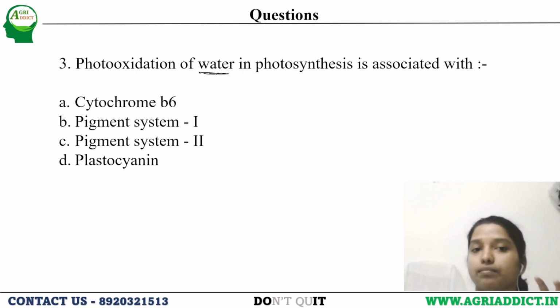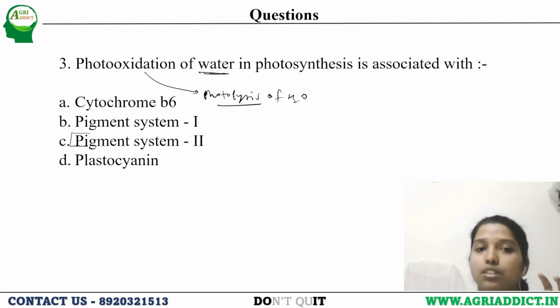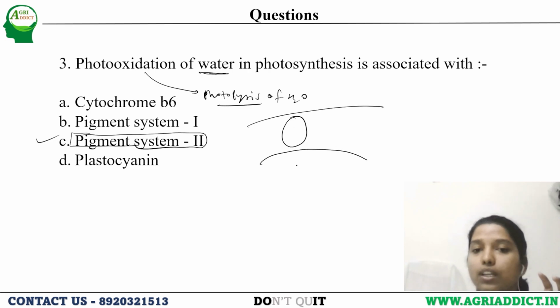Next comes the photooxidation of water in photosynthesis. Photooxidation means photolysis. Where is it taking place? Photolysis of water is taking place near photosystem or pigment system 2. Here the oxygen evolving complex is there. H2O is getting split into H plus, electron, and O2. So photolysis is taking place near PS2. So the third option is correct.